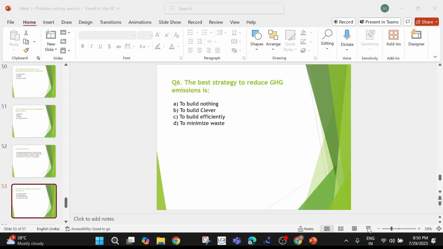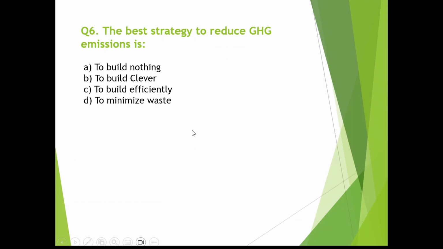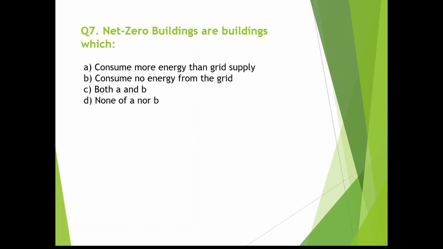So this is all the basic understanding of the course and lectures of week 1 that you have studied. You should be able to answer these questions that were directly asked in the assignment. So this is clear. Let's move to the next question then. Here is question number 7. Net zero buildings. This is also something we have covered in the previous sample problem questions.